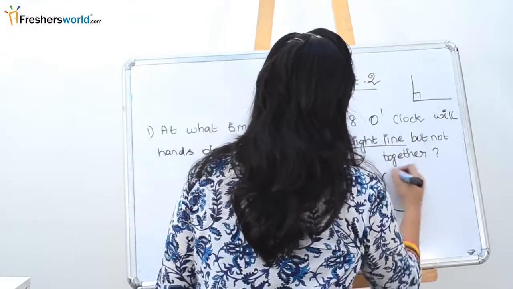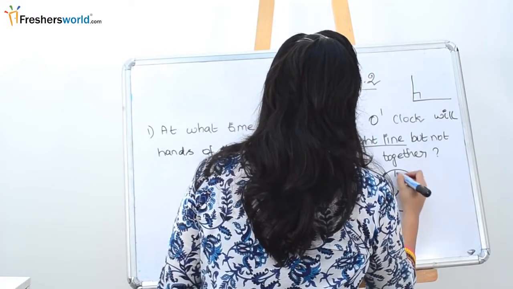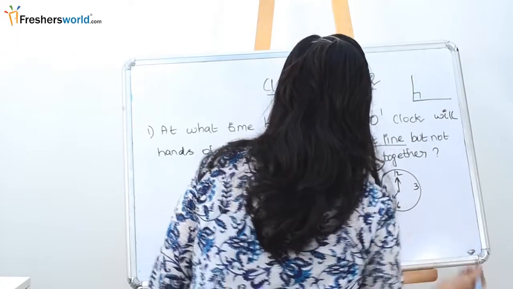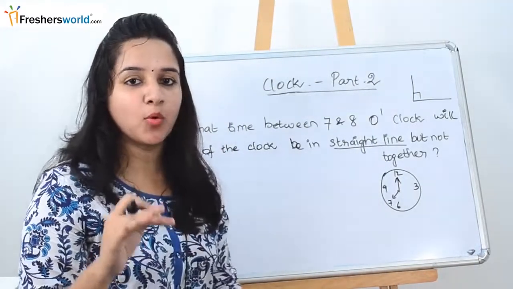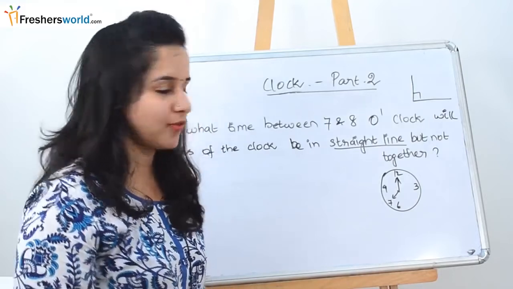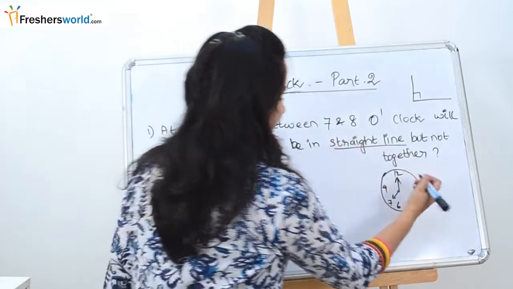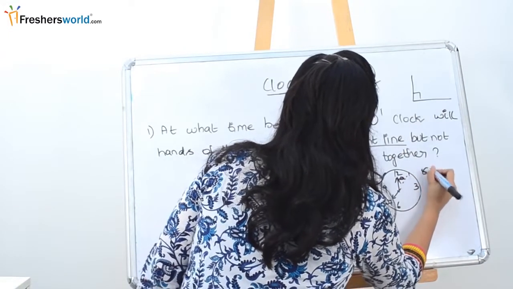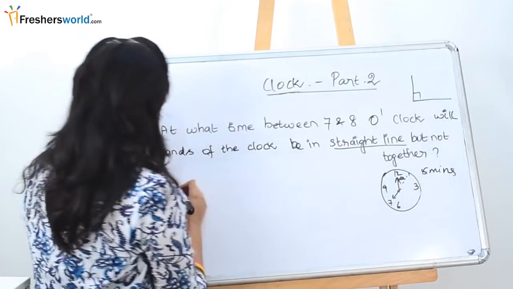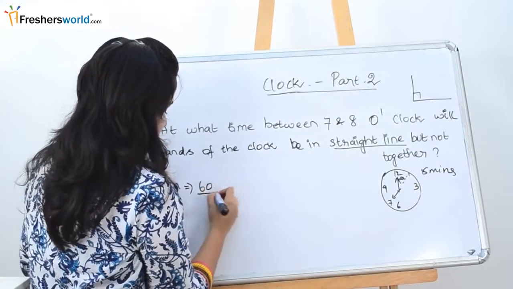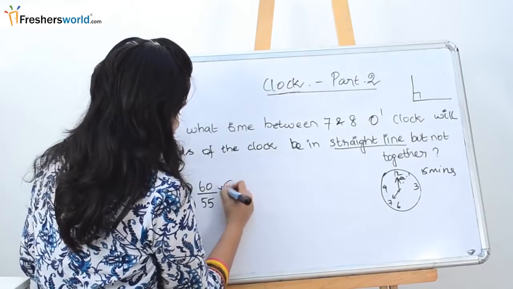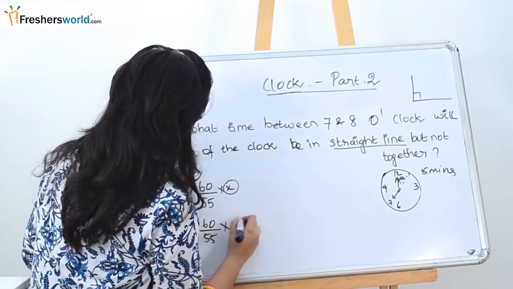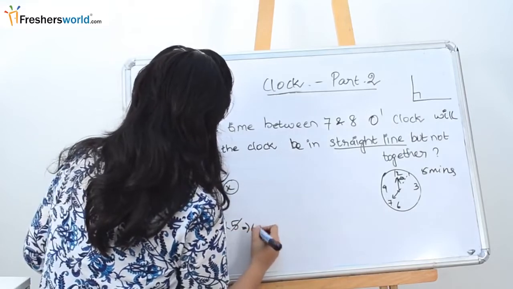So they will start at 7 o'clock. So 12, 3, 6, 9. So what are they asking? We are going to solve it both ways, using the formula and without using the formula. So to be in a straight line, the minute hand has to be near 1. So it has to gain 5 minutes. So minutes is equal to 60 by 55 into x, where x is nothing but 5 minutes of gain. So 60 by 55 into 5, which is equal to 60 by 11 minutes.